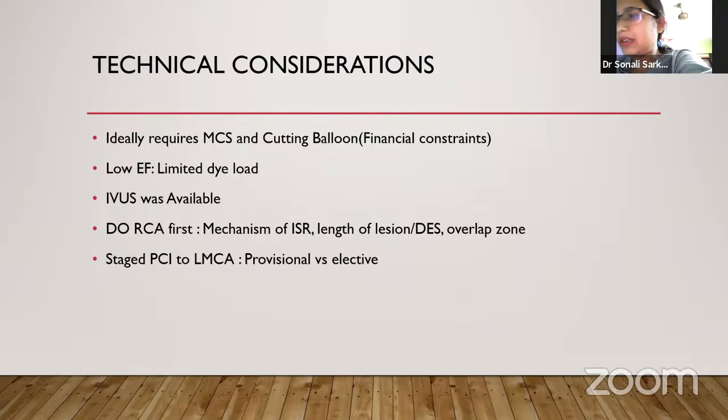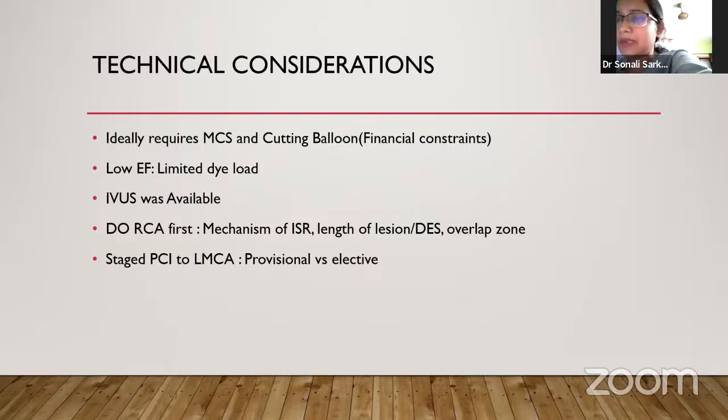So we had a lot of technical considerations. We do not have on-site surgical backup and also a lot of financial constraints. Ideally, we required mechanical circulatory support and also a cutting balloon, keeping in view that we have to work through another stent which has been placed about 8 or 9 years back. And also due to the low ejection fraction, we cannot put in a huge amount of dye. Patient had already presented with acute decompensated heart failure and he required a week of time for stabilization. But fortunately, IVUS was available and I was also happy with the IVUS because we could reduce the dye load.